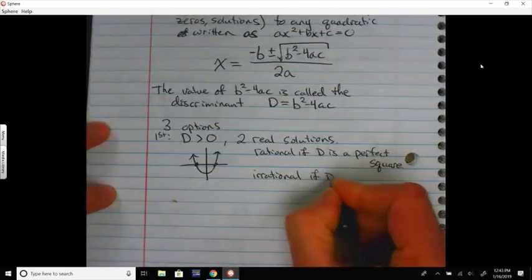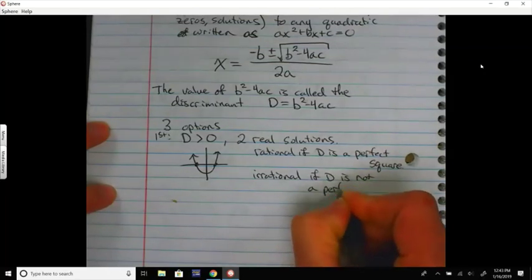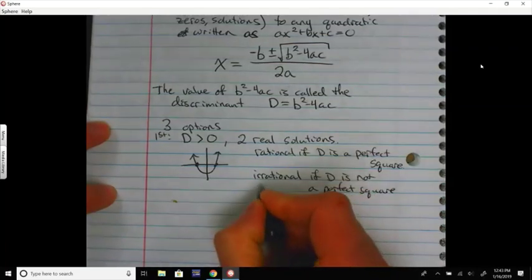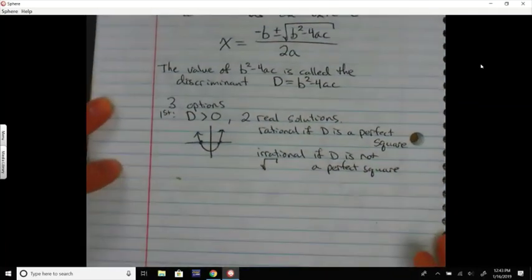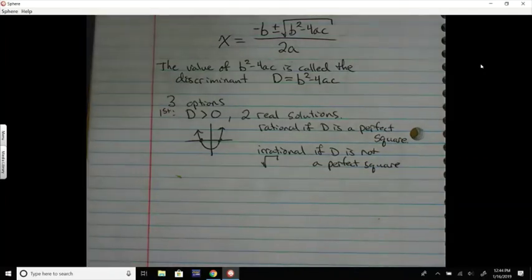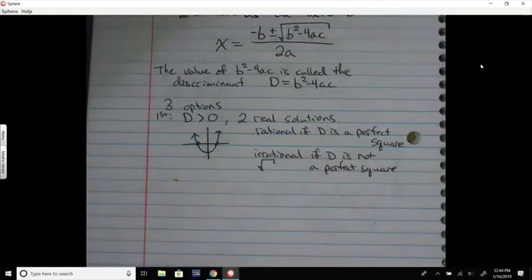Irrational if D is not a perfect square. Go figure that one. So if it's irrational, that means you will have a square root in your answer. Square root of 2, 3, 5, 6, 7, 8, 10, 11, 12, 13, 14, 15. Any of those. Not 16. That's the first option of the discriminant. So we're going to discriminate and put them in the category of real solutions.